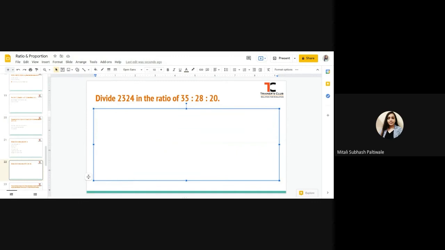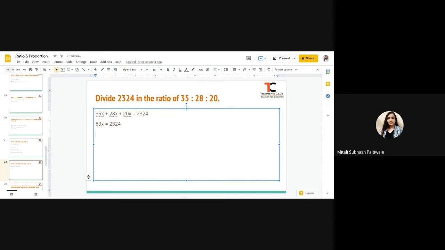Now look at this. Divide 2324 in the ratio of 35 is to 28 is to 20. Now 35x plus 28x plus 20x is equal to 2324. Now, after adding all of them, 35 plus 28 plus 20. Let's add all of them. It's 83. Okay, 83x is equal to 2324.